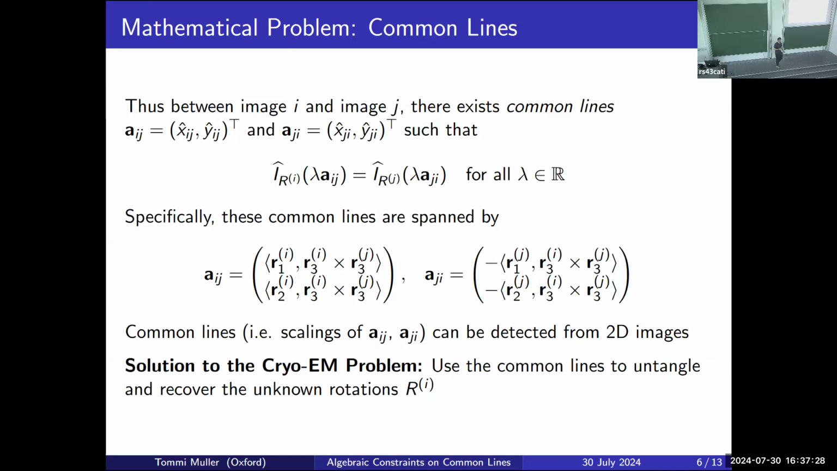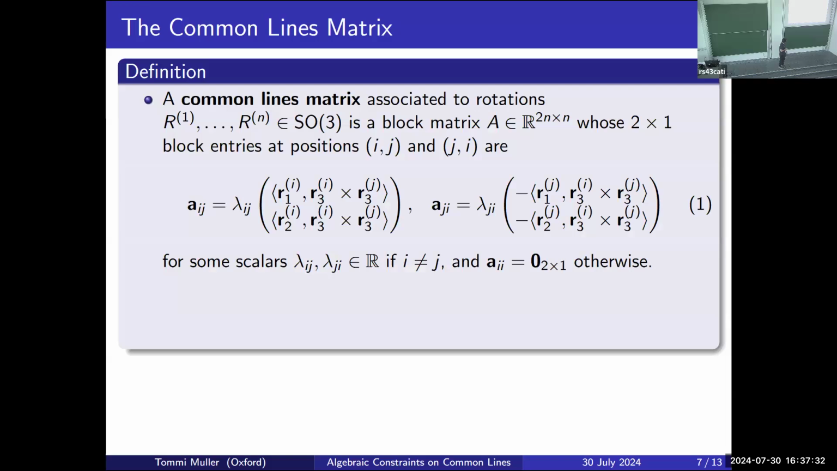So if you were to place all of the problem's variables into a matrix, you'll get a common lines matrix. So it's a common lines matrix associated to rotations R1 up to Rn. It has size 2n by n. It's a block matrix with 2 by 1 blocks, and the positions at ij and ji are those vectors, but up to some scalar multiple.